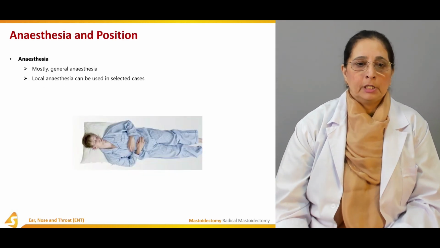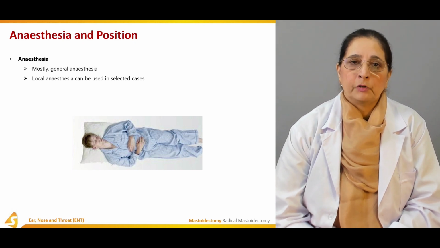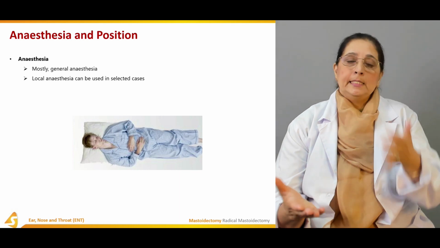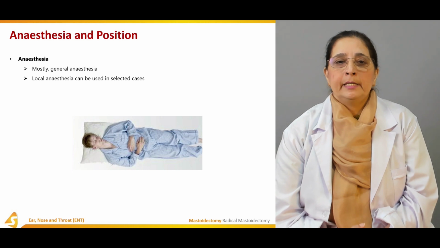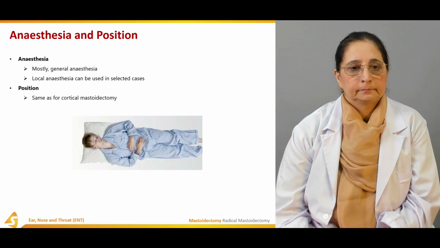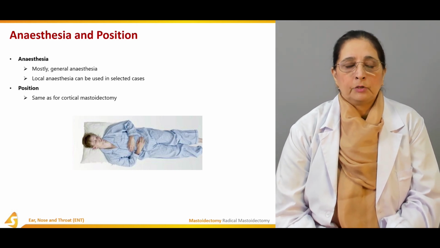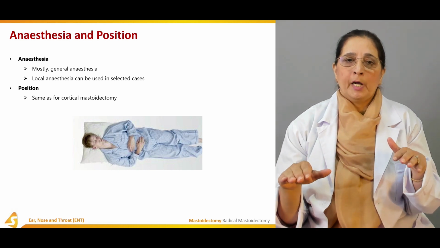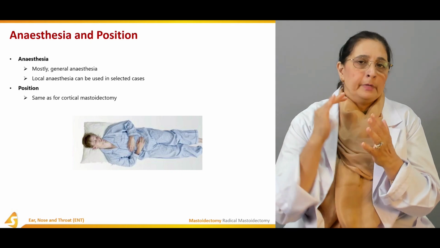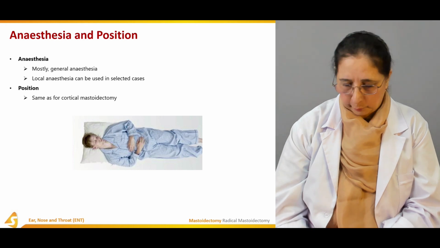Anesthesia and position. Anesthesia, again, like cortical mastoidectomy, is mostly general anesthesia. Local anesthesia can also be used in radical mastoidectomy in selective cases. Position is the same as for cortical mastoidectomy. So the patient is supine, lying on the back, head facing to the side, with the ear to be operated facing upward.